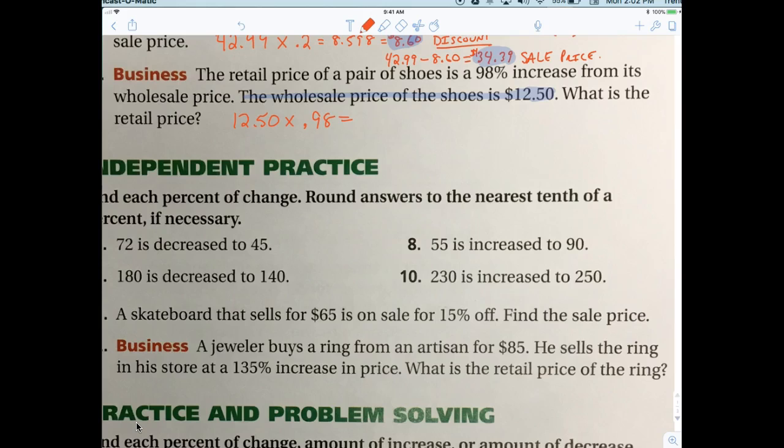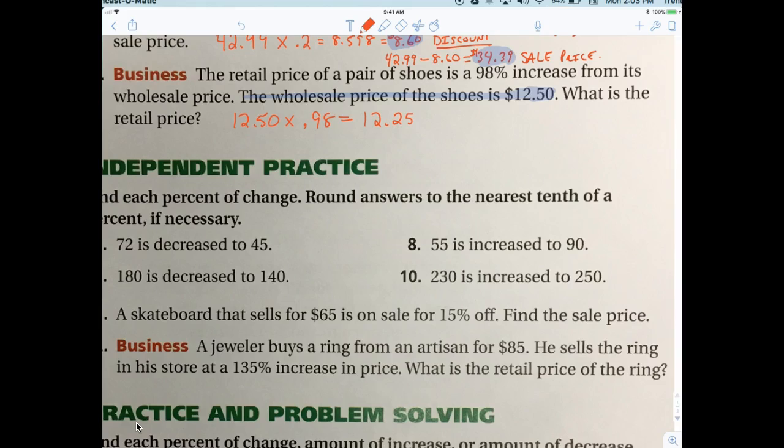It's almost 100%. So you should know you're marking up about 12. Right, so it should be almost $12.50. But somebody tell me what 12.50 times 0.98 is. $12.25. Does that sound right? Double check. Is that right? 12.50 times 0.98. Now remember, when you're dealing with money, you always round to the nearest penny. Everybody good with that?